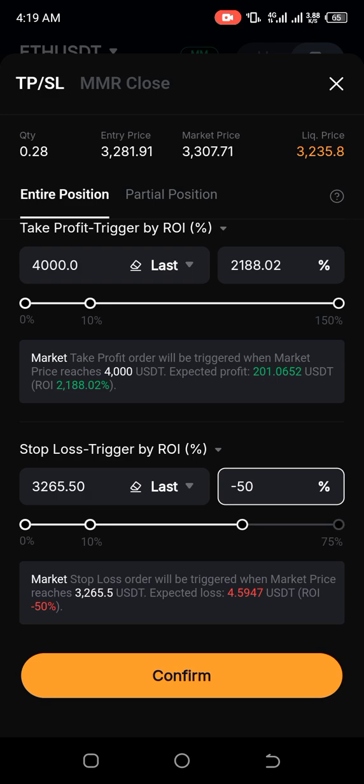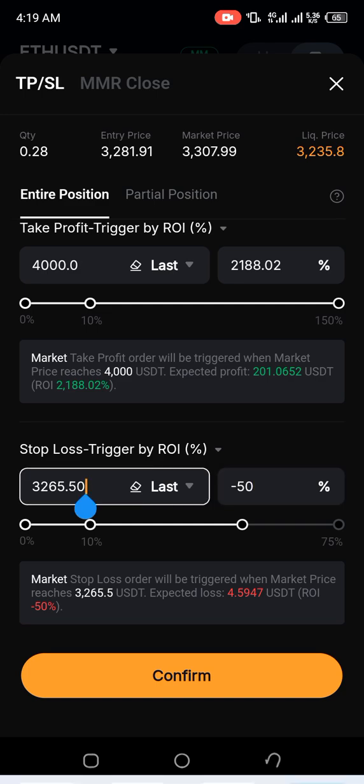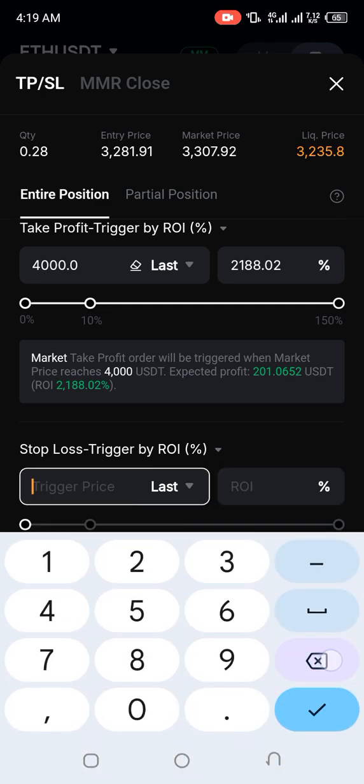But because I'm already in profit, I'm not going to wait to lose the trade again. Never allow a profitable trade to go back to loss. So what you do is you change it immediately. Like for me, each time I see 50% profit, what I used to do is to first of all go and lock my capital by using the entry price 3281. You see it on the interface there. 3281.91 is my entry price.